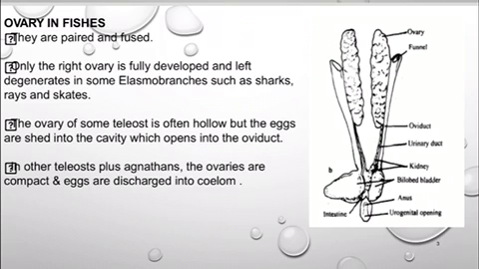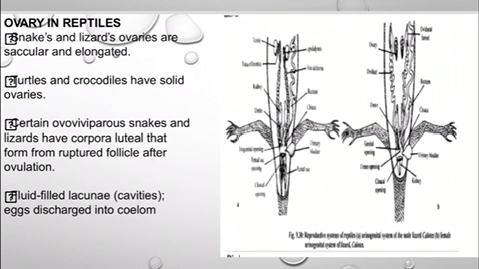Only the right ovary in fishes is fully developed. The left ovary in fishes degenerates, in some fishes like the sharks, the rays, and the skates. The ovary of some teleosts is often hollow, but the eggs are shed into the cavity which opens into the oviducts. In other teleosts, as well as the agnathans, the ovaries are compact and eggs are discharged into the coelom, that's the body cavity.